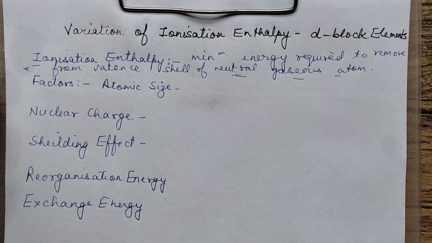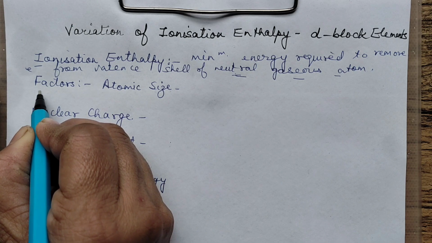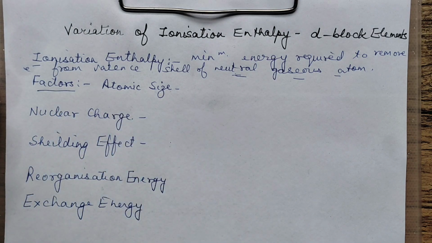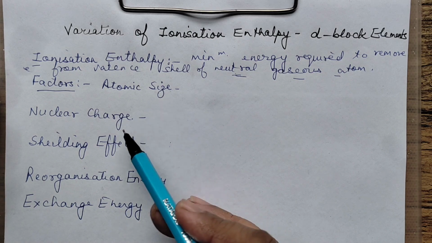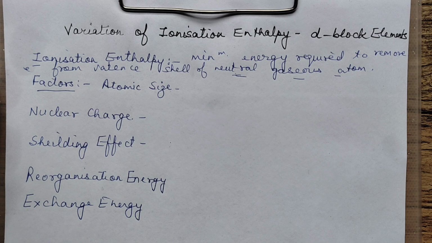Now how does it vary in the D block element? That is what we are discussing. The ionization enthalpy depends majorly on two factors which you have been studying in periodic classification also, that is the atomic size and nuclear charge. But as far as the D block elements are concerned, there are a number of factors because the last electron here doesn't enter into the valence shell. It's entering into the penultimate shell.